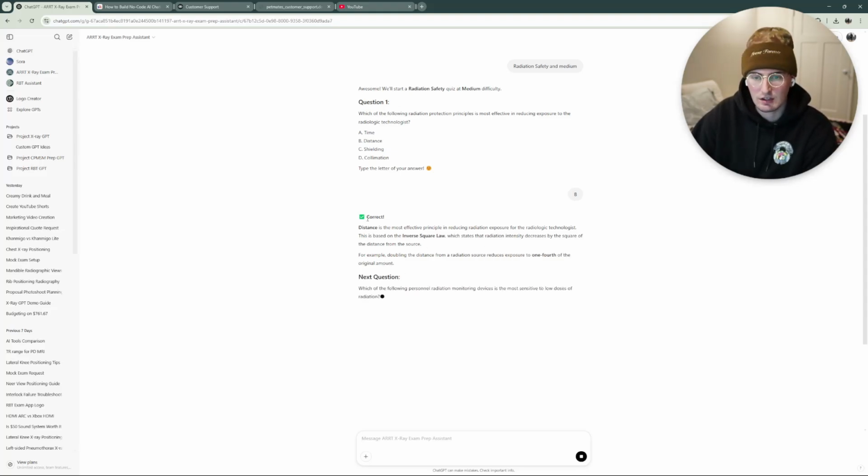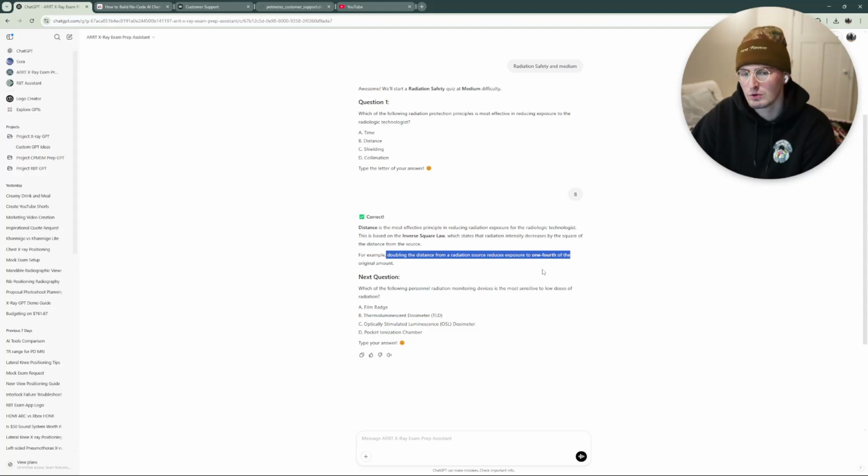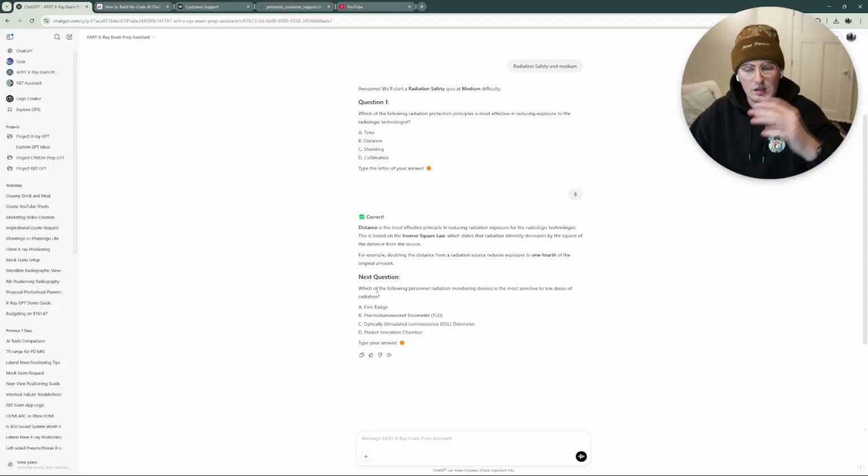So yeah, and look, it says correct. It tells you if you're correct or incorrect. It'll describe why it's correct. It gives you examples. Doubling the distance from radiation source reduces exposure to 1/4 of the original amount. So it gives you facts also, and then it immediately goes to the next question. And then you can just keep doing these all the time. So that's one thing that you can do.